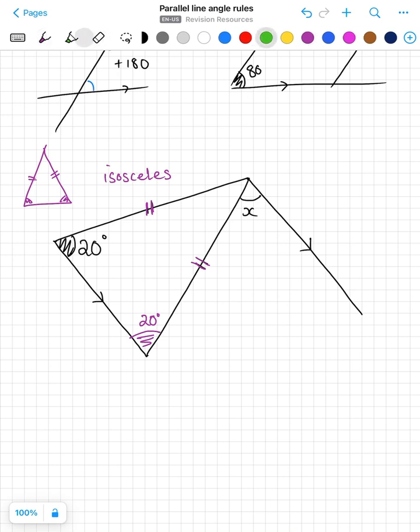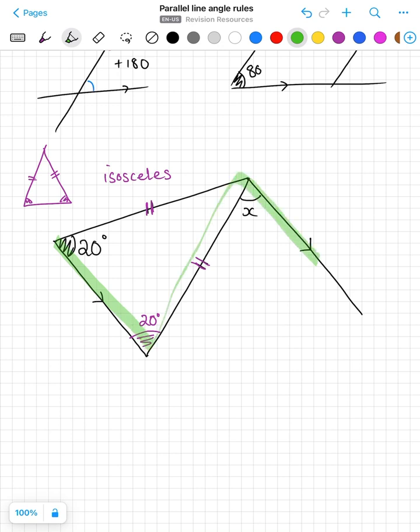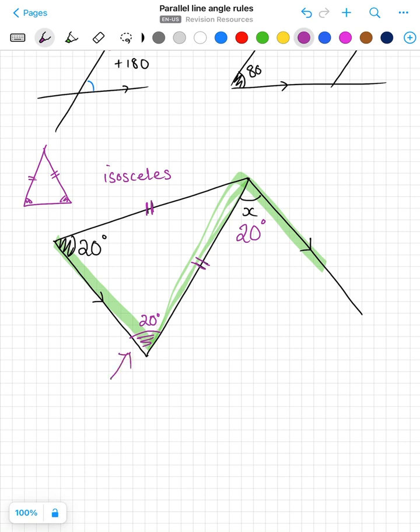Now there's a few different ways that we could get to finding out what x is. So what we can see here is we have that characteristic Z shape. So it might be helpful to rotate your page so that you can see where that Z is. So in this case our x angle is also 20 degrees because it's alternate with this angle here.